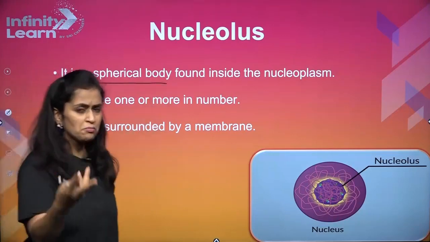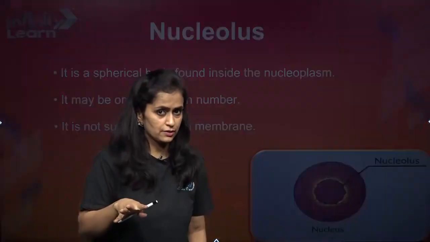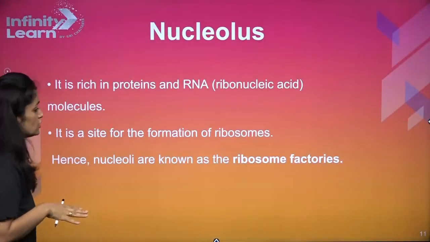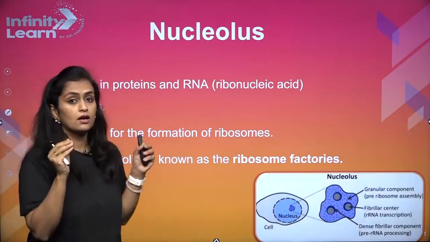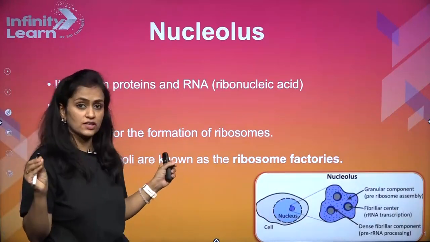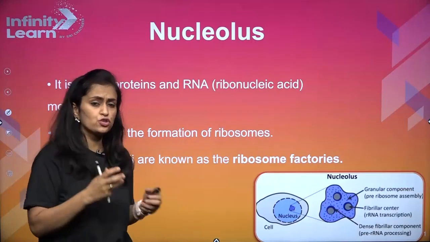Usually one is found in many nuclei. There could be 2 or 3 as well. Okay. So this nucleolus is a ribosome factory. Yes, it is continuously producing those ribosomes.